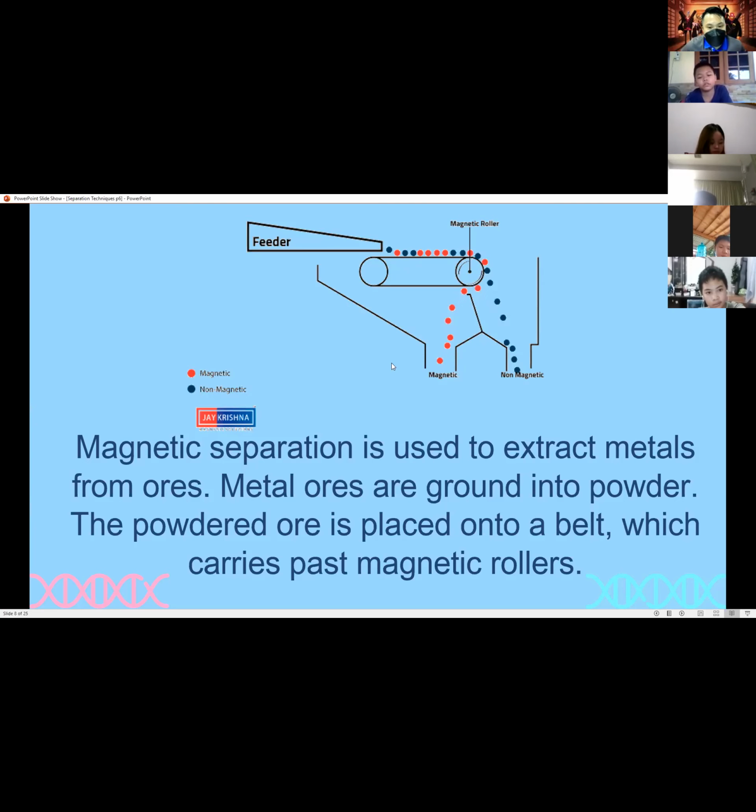Examples of magnetic material are iron, cobalt, nickel. Those are the magnetic materials. Understand? Do you understand this? Yes.